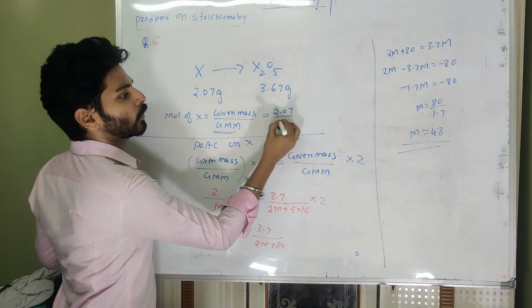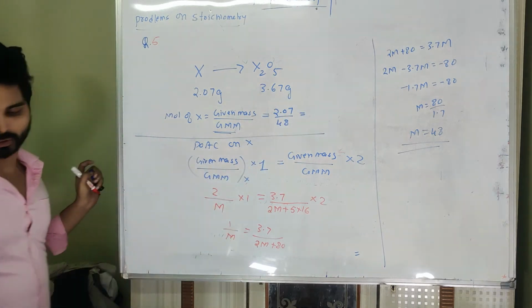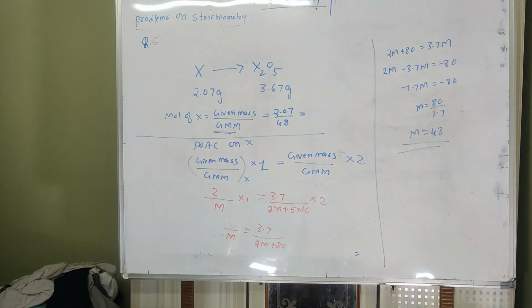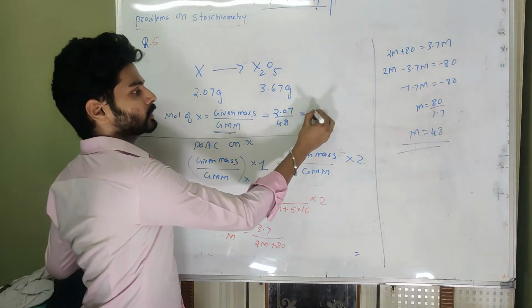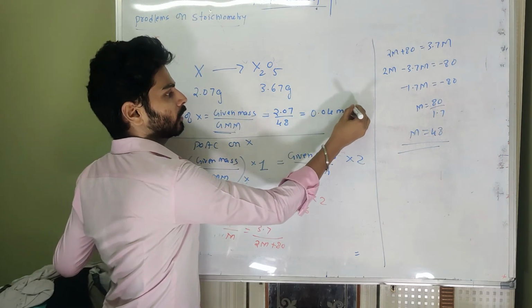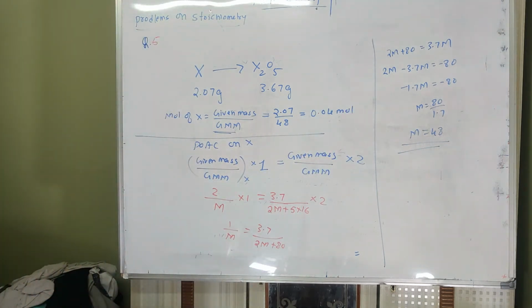Once we get the mass as 48, now we can get the moles, that is 2.07 upon 48. So this comes out to be 0.04 mole. So to get the moles of X, we first have to know the molecular mass. Since it was unknown, we have to go for the POAC formula here.